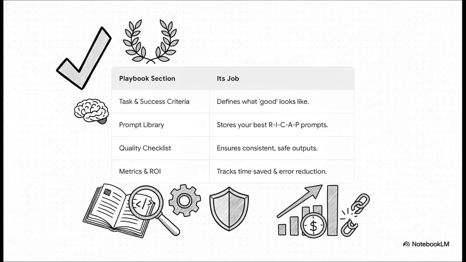So what actually goes in it? Your playbook should have a few key sections. First, the task and success criteria. This is where you define what a win actually looks like. Second, your prompt library. This is your collection of battle-tested, reusable RICAP prompts. Third, that quality checklist we just talked about. And fourth, metrics and ROI, so you can actually track how much time and how many errors you're saving.